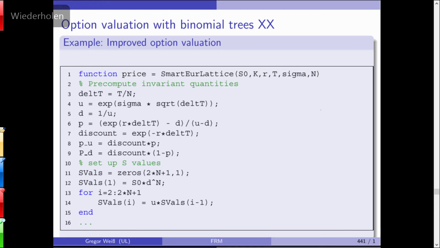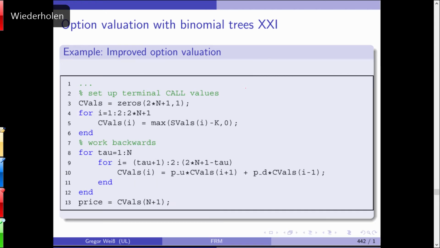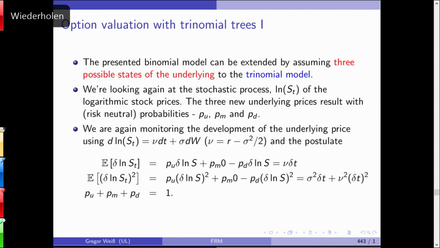Okay, so this is a slight variant of the previous program. I called it Smart European Call Lattice. Because in this way, we can pre-compute some invariant quantities. You do not need to calculate those discount factors times p or times 1 minus p all the time. You simply do it before, and then you set up those S values, and you only have one vector and not a matrix. Yeah? Try it in Octave, maybe at home. You can see that it gives you the price of the option as well. It's a little bit faster. Okay.